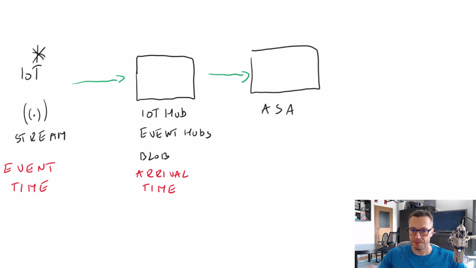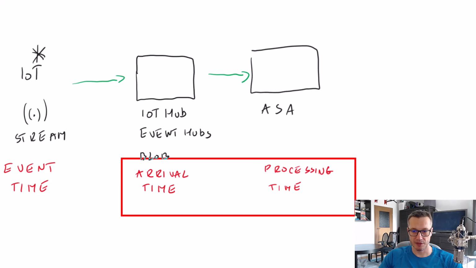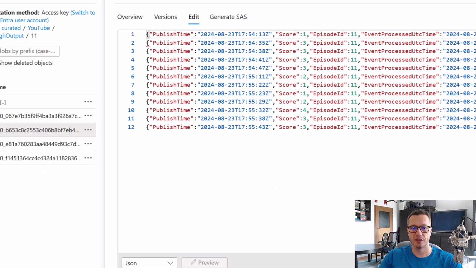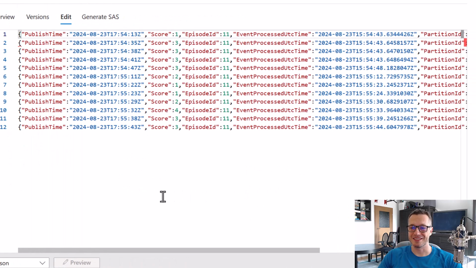Then, when the event is processed by Stream Analytics, we would know the processing time. Basically, when it was processed. So that's where those various times appear. And actually, we can see all of those times in our sample data. So let's go back to my JSON data that we processed last time.